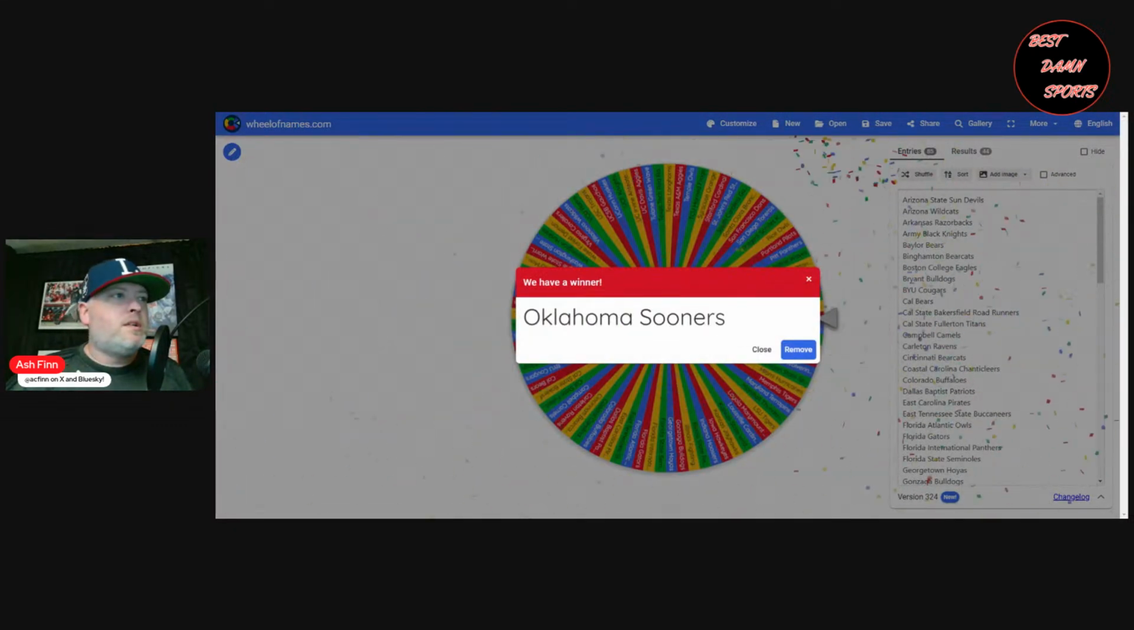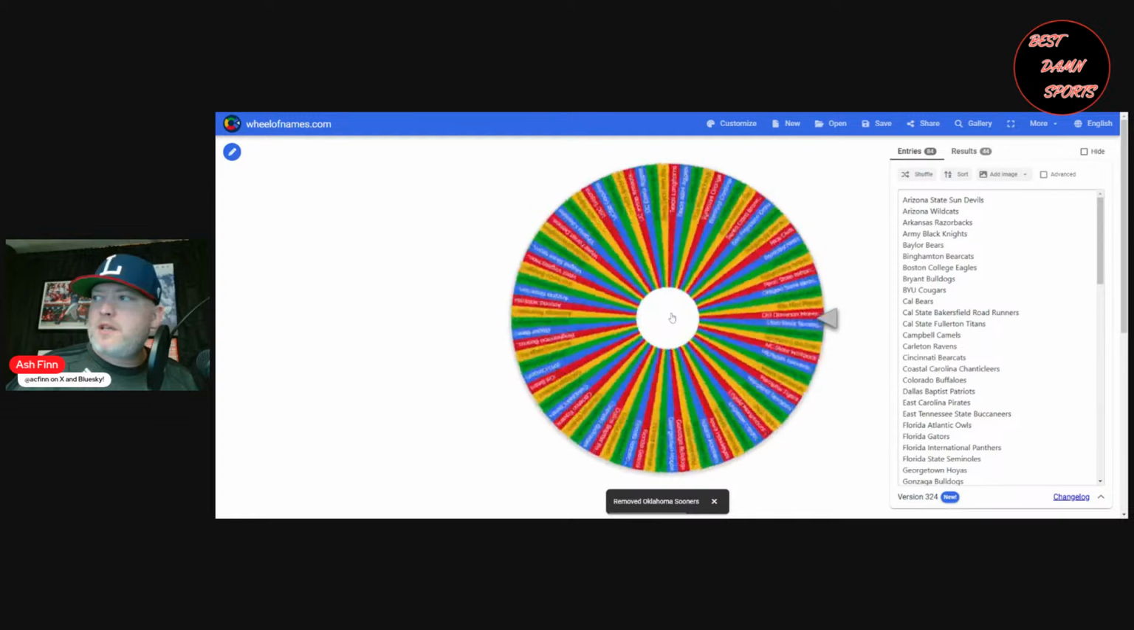The Oklahoma Sooners. Did we put them in the ACC or the SEC or leave them in the Big 12? I gotta look. SEC. Okay, one of those weird ones with the real life and the league format. 8th pick in the SEC draft will be the Oklahoma Sooners. Get them off of here and spin it again.